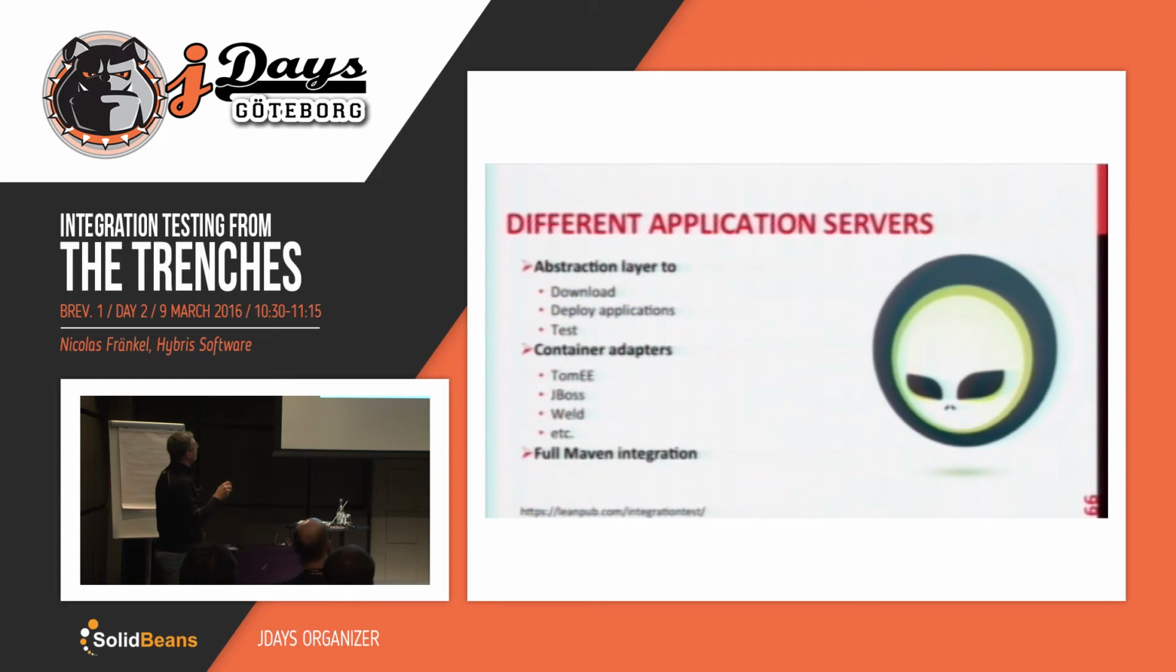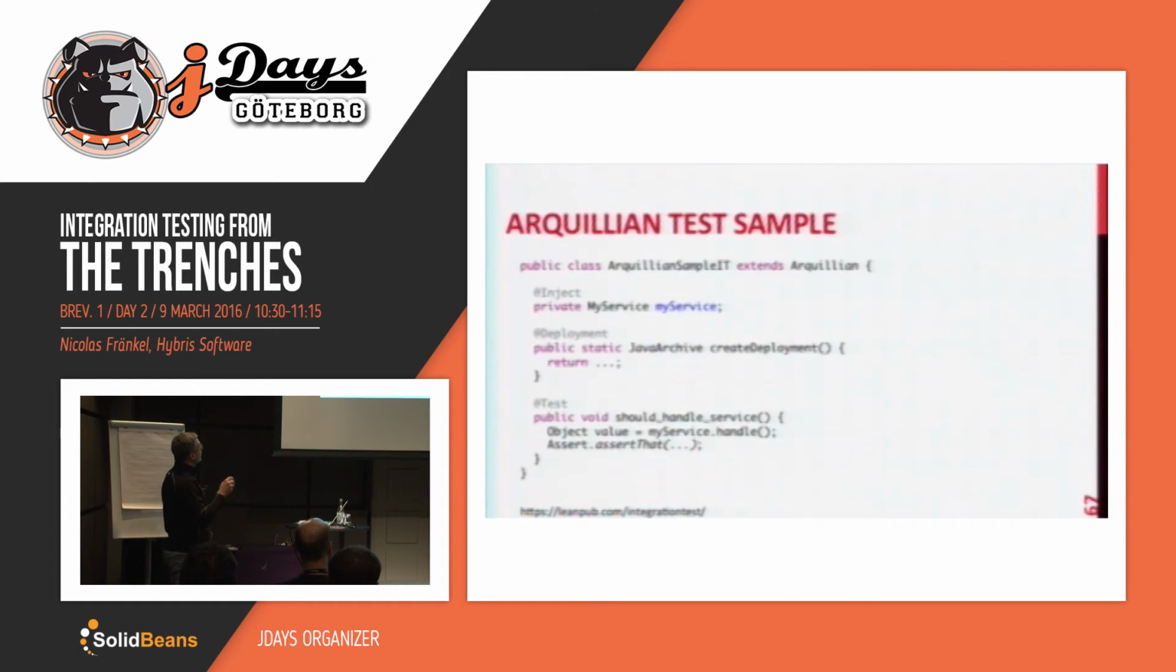The only difference is here, you have the so-called deployment annotation. And it must be a static method. And what it does, basically, is here you have your SHRINKWRAP code, so you will create your archive there. It will be the first thing that ARQUILLIAN does, to call this method, put it on the application server, and do the rest.